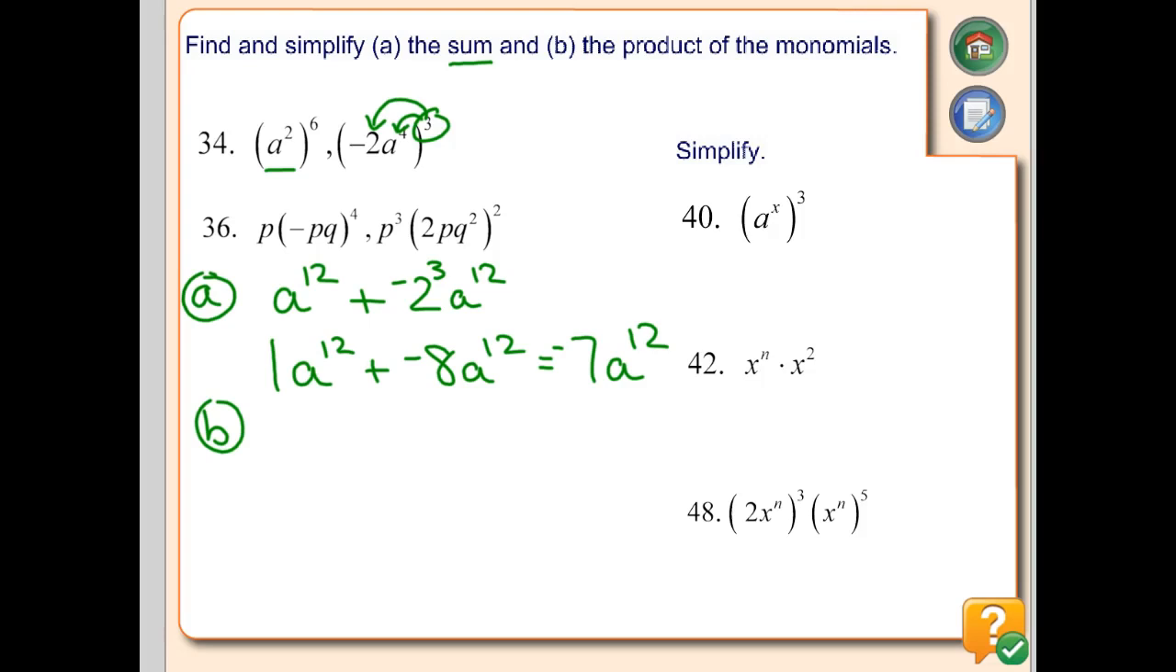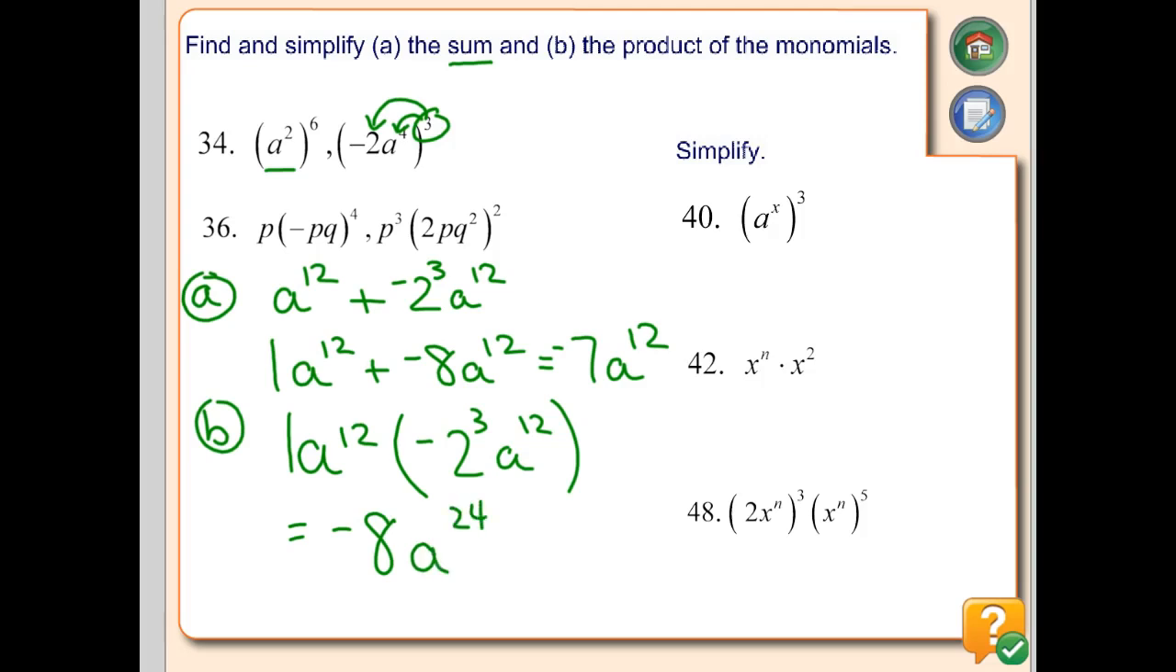Okay, so I'm still going to go ahead and take care of my power to a power. So we've still got a to the 12th, but this time we're going to multiply that by negative 2 cubed a to the 12th. Remember, there's still an understood 1 there. And so now we've got, remember, this negative 2 cubed is negative 8. So we end up with negative 8, because negative 8 times 1. What's a to the 12th times a to the 12th? Yeah, that's a to the 24th.